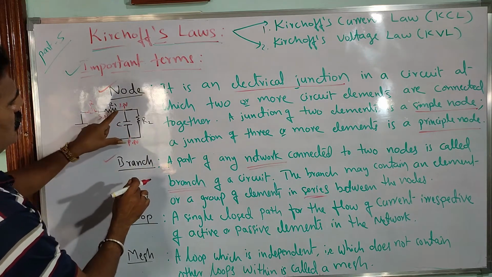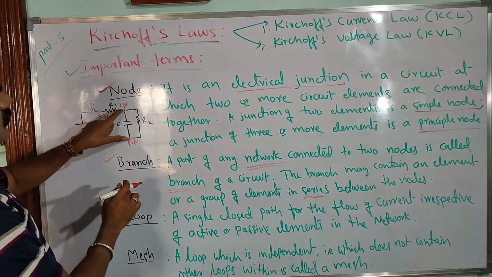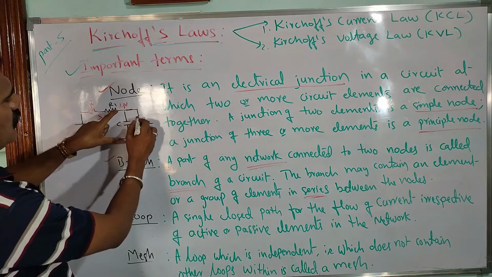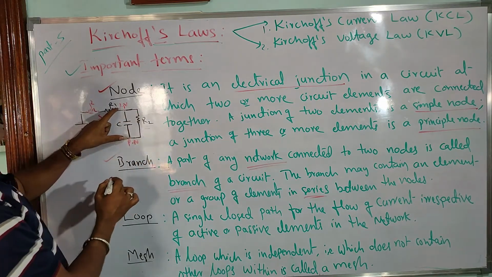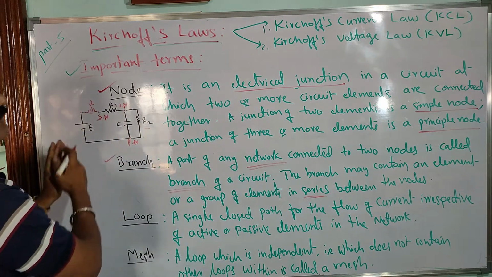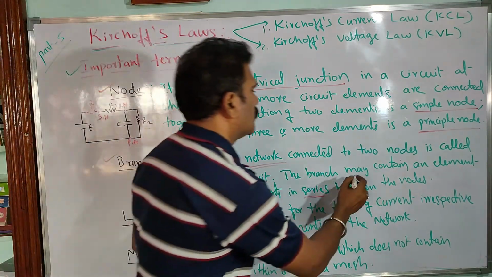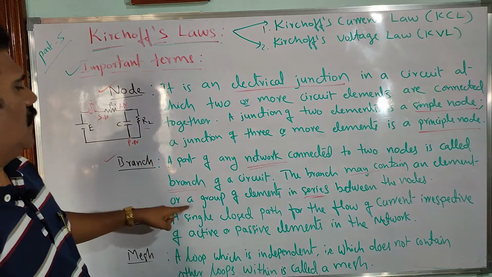Similarly, if you consider these two nodes, between them we have one element connected. So this is one branch. Except for this capacitor, the remaining part of the circuit, consisting of only one resistor, R2, is another branch. So we can divide the entire network into a number of branches. You have to observe that a branch may contain one element like this, or a group of elements.